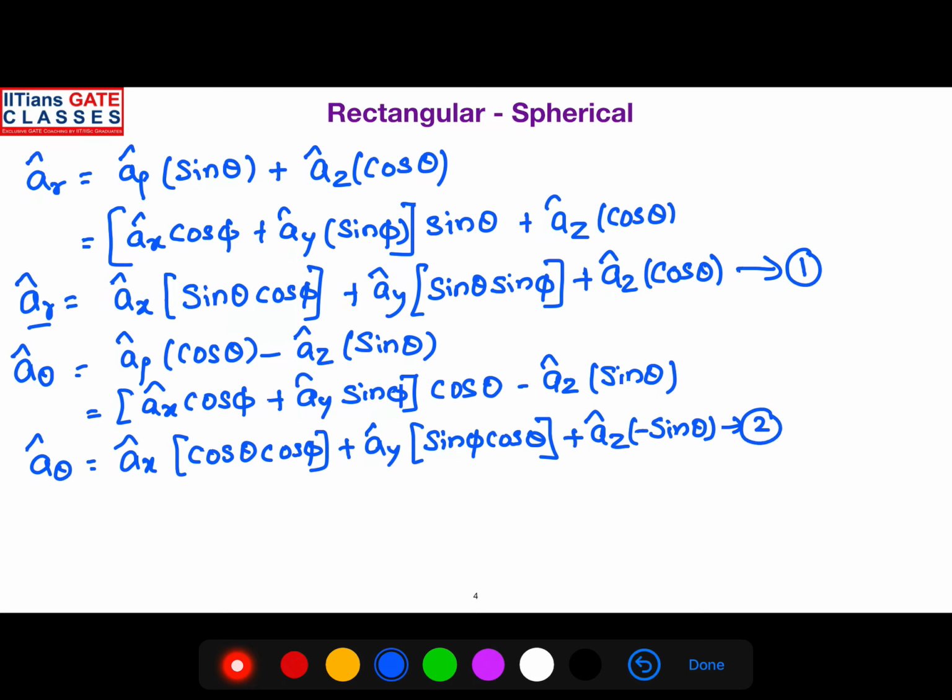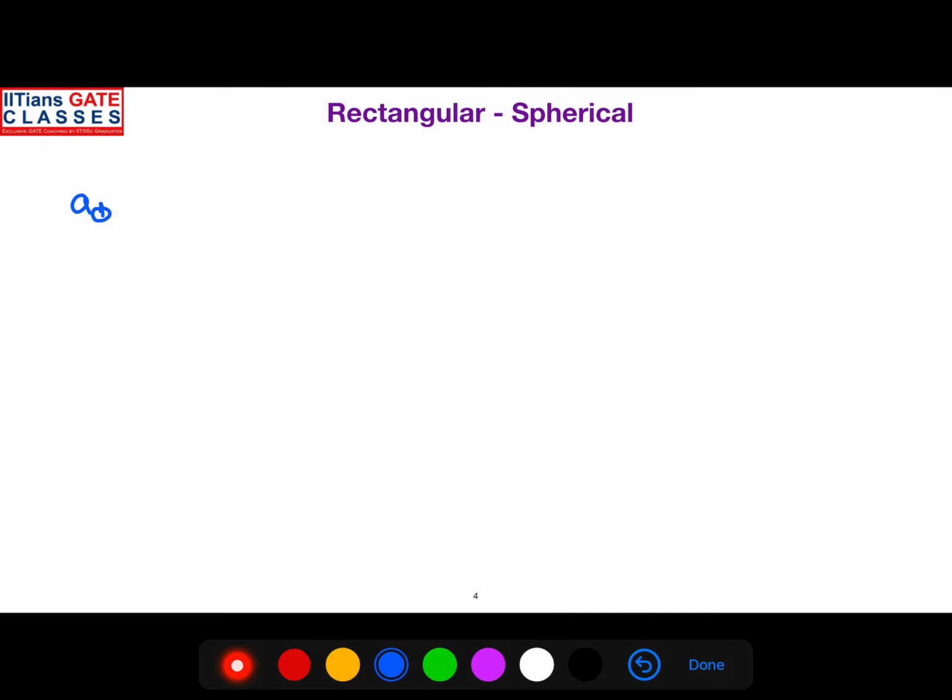Similarly, we already got the value of a phi in the previous slide. If you want to write the value of a phi, we already know from rectangular to cylindrical that it is ax into minus sin phi plus ay into cos phi. You have seen this already in rectangular to cylindrical, because phi remains the same in cylindrical and spherical. So this is your third equation, right?